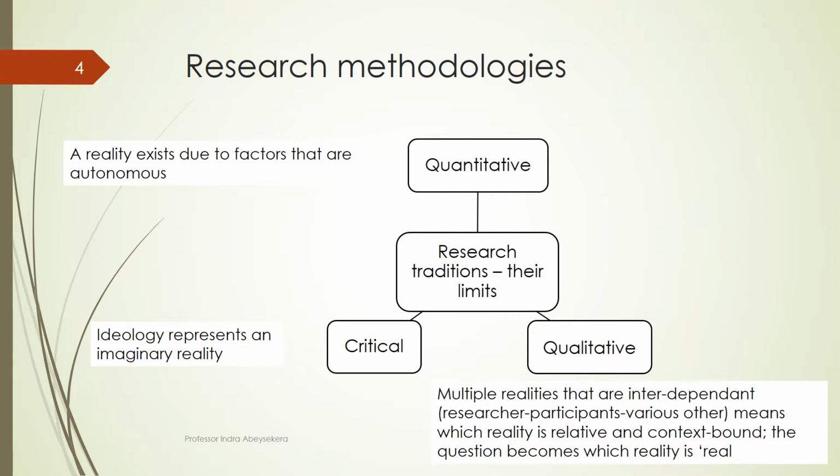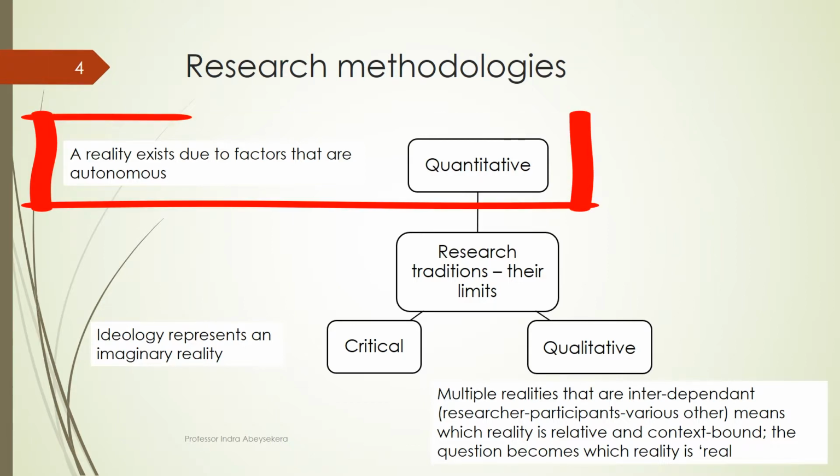But each research methodology has its own limits. In the quantitative research methodology, there's an underlying assumption that the reality or the truth exists due to factors that are autonomous, that can work, that can operate, that can function without human intervention.